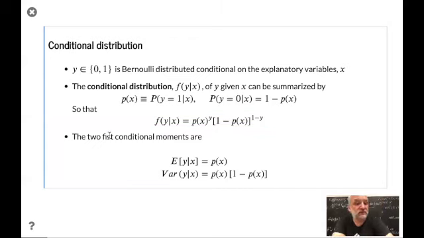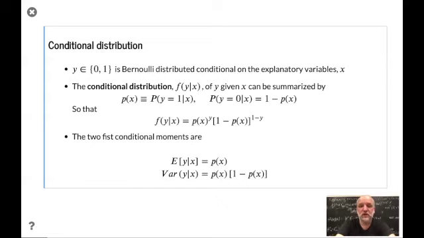Then for Bernoulli distributed variables, you can derive the first conditional moments. The conditional mean of y given x is equal to the response probability, which is very intuitive. If you think about it, a binary indicator y takes the values 0 and 1. If you average over all those, you get the fraction that are equal to 1. That is the expectation of y. So that's very intuitive.